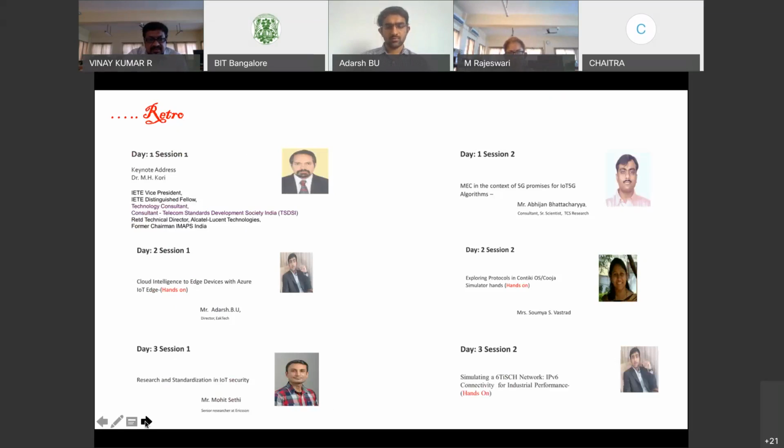Then on the concluding day, that is today, we had a speaker from Finland, Mr. Mohit Sethi, who talked about research and standardization in IoT security. Finland, as he mentioned, is labeled the happiest nation in the world. I suppose the participants also got a feel of it in attending that session. The concluding session was again taken by Mr. Adarsh B.U, on simulation of 6TiSCH networks in the context of IoT. Though the hands-on session was a little short on time, he has probably generated enough interest in you to continue with the usage of simulation tools.